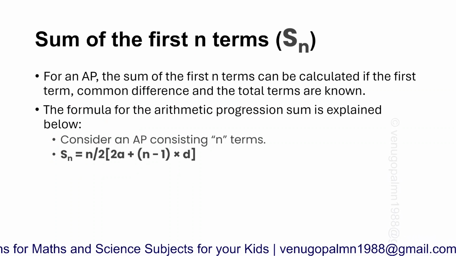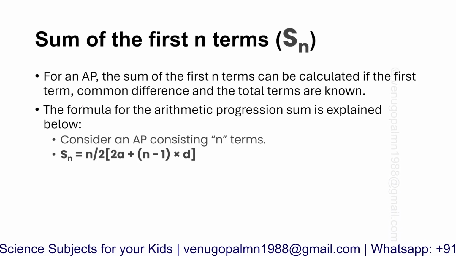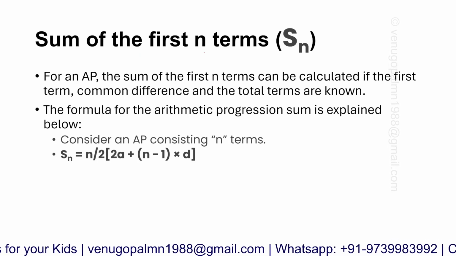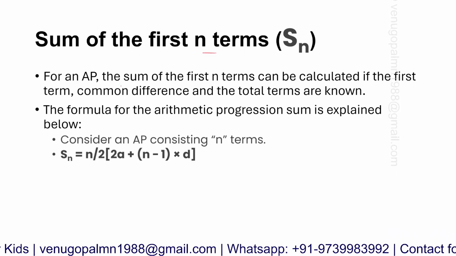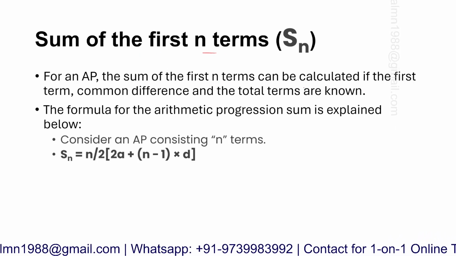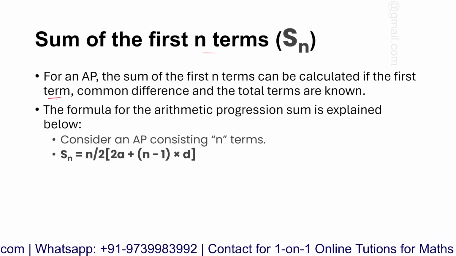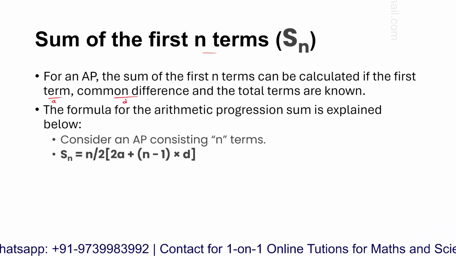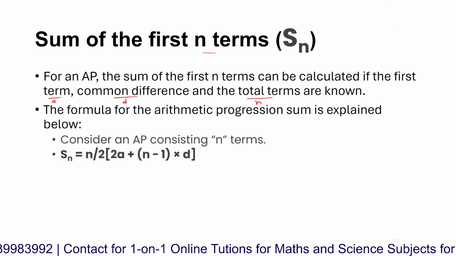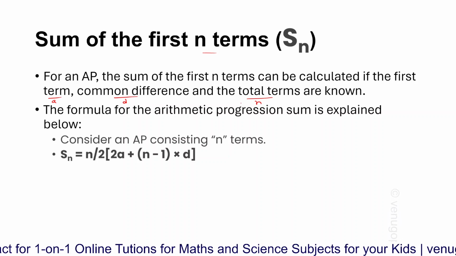So moving on, generally when we discuss the concept of arithmetic progression, in the sums you will get an example of find the sum of the first n terms in a sequence. Okay, so for an AP, the sum of first n terms can be calculated if the first term, common difference, and the total terms are known. What exactly is the first term? It is nothing but A, common difference is equal to D, and N is the total number of terms. If you know these three pieces of information, A, D, and N, we will be able to find out the sum of first n terms.